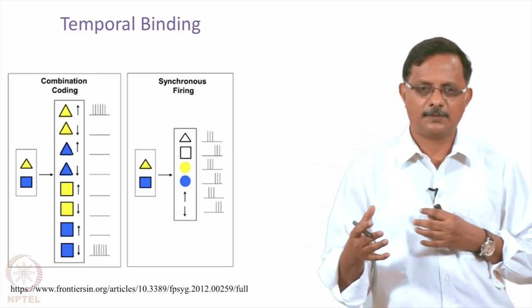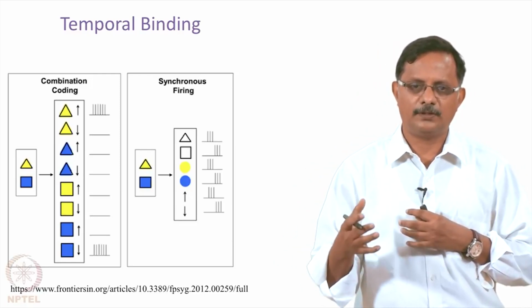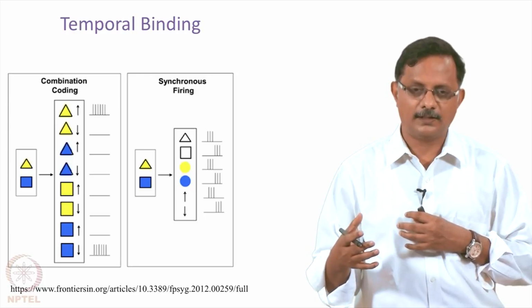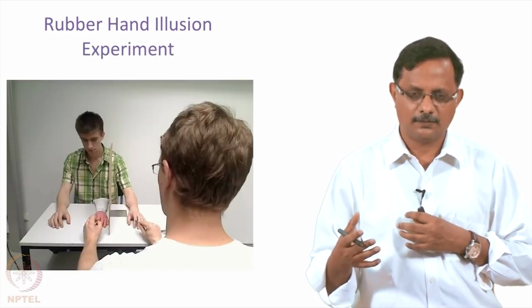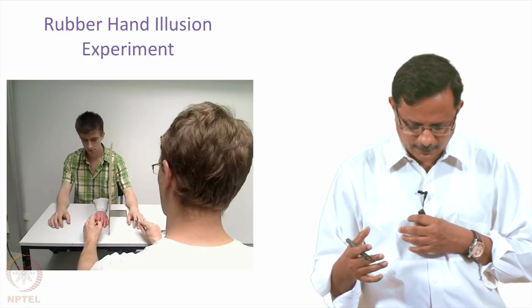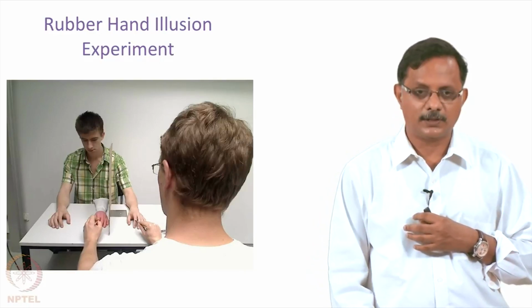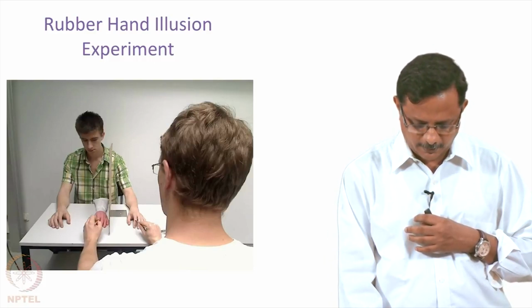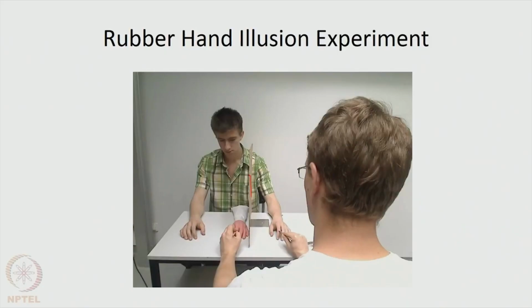This feature of the brain has been exploited to create very interesting illusions. One of them is called the rubber hand illusion. In this illusion there is a subject, and he places both his hands on the table, and there is a separator which ensures that the subject cannot see his left hand. But in place of the left hand, which is invisible to the subject, they place a rubber hand which looks like his left hand, and then the experimenter stimulates the left hand of the subject and the rubber hand simultaneously.